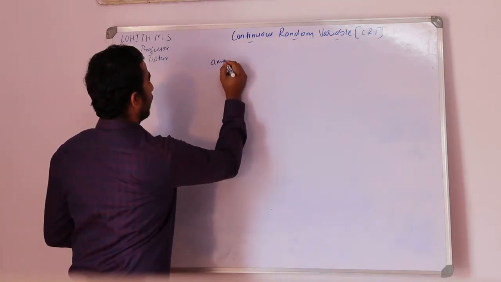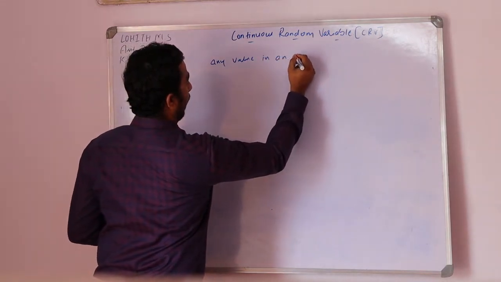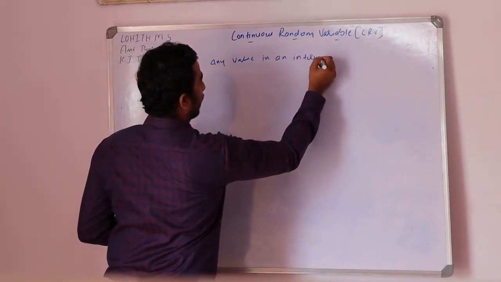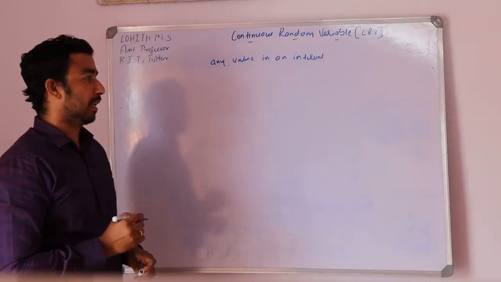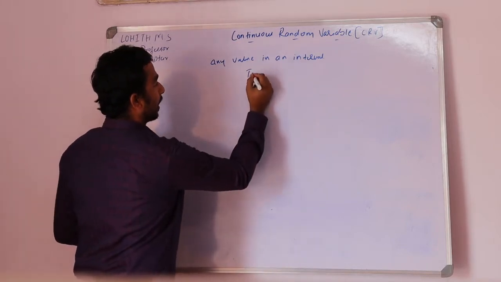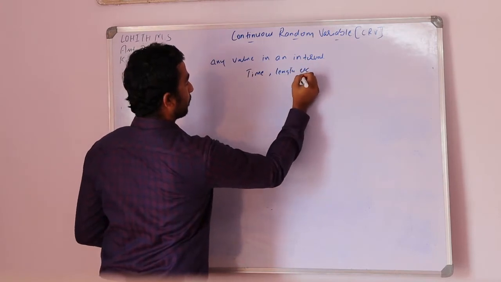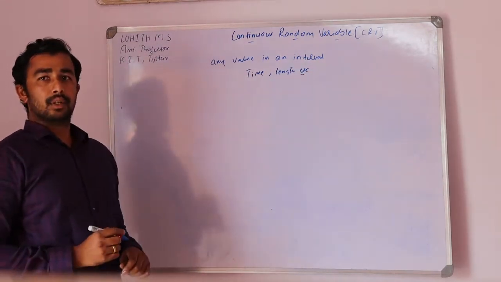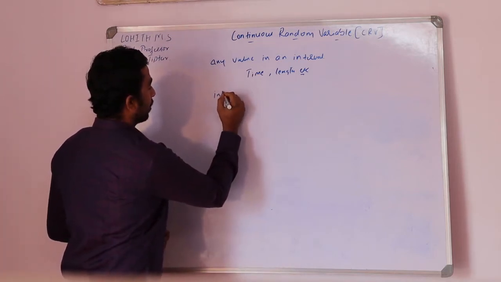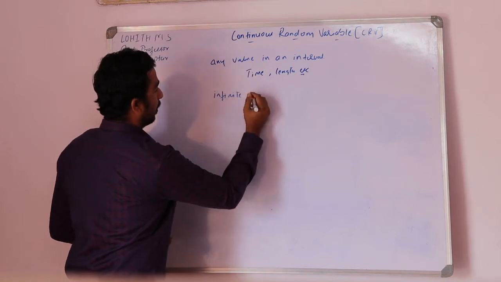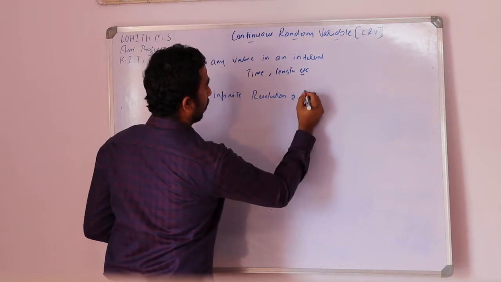A continuous random variable can take any value in an interval. This continuous random variable is used to model physical characteristics such as time, length, etc. An example of this continuous random variable is the infinite resolution of a roulette wheel.